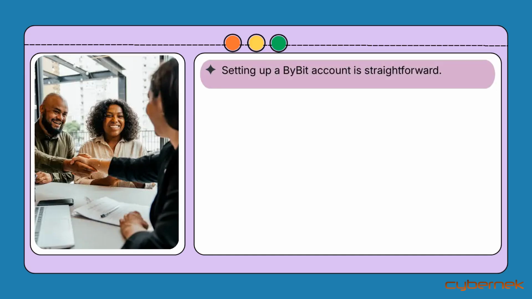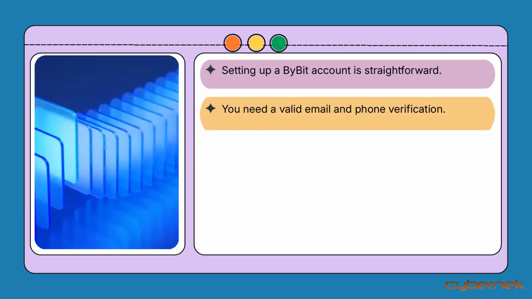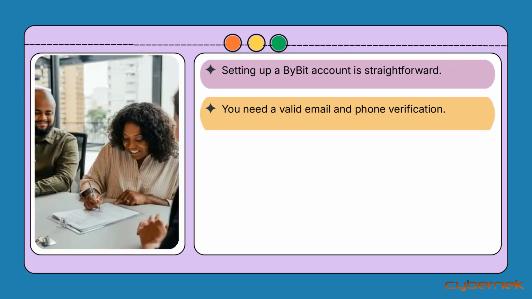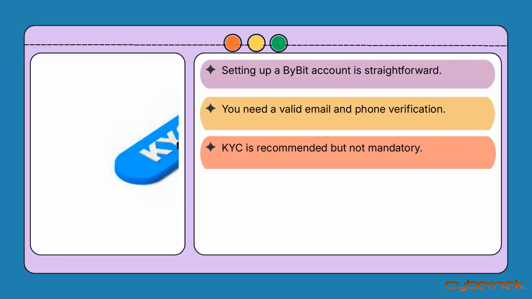Getting your account set up. All right, let's get down to business. Setting up your ByBit account is pretty straightforward, but there are a few things you should know before you start. You'll need a valid email address, obviously. Phone verification is required for most features. KYC, know your customer, verification isn't mandatory for basic trading, but it's recommended. You can start with as little as $10, but honestly, you'll want more if you're serious about trading.